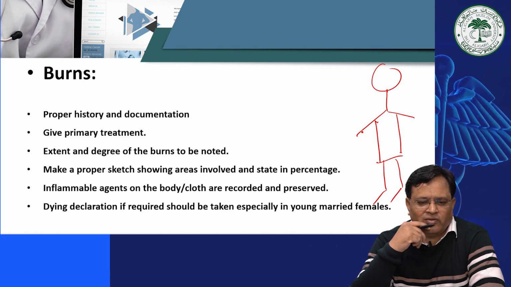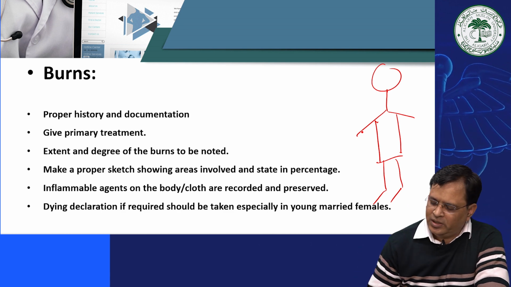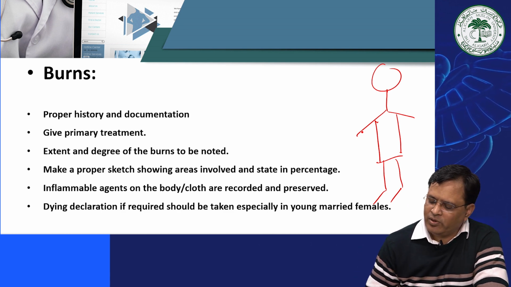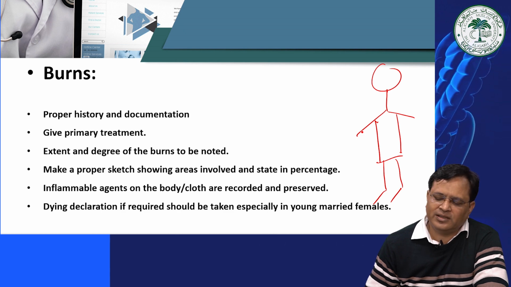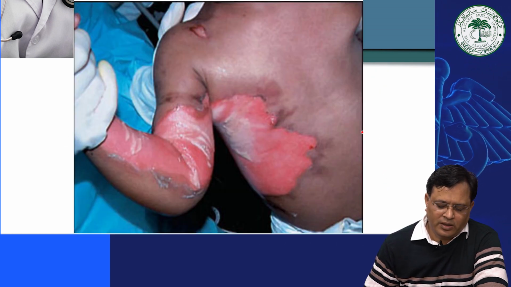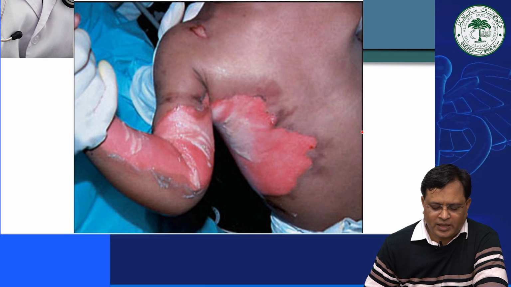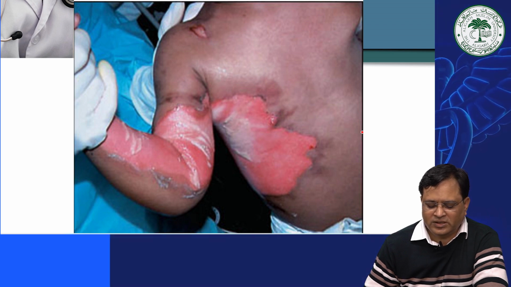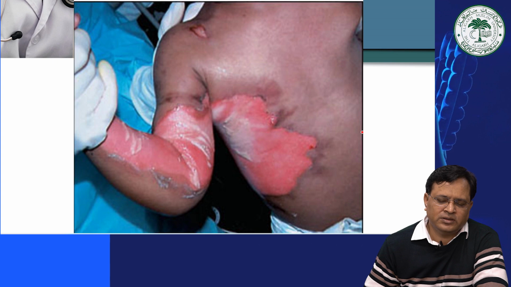Dying declaration, if required, should be arranged in a married female in India because of the dowry death scenarios. This is one case of a burn that has happened in the abdomen, chest and the right arm.